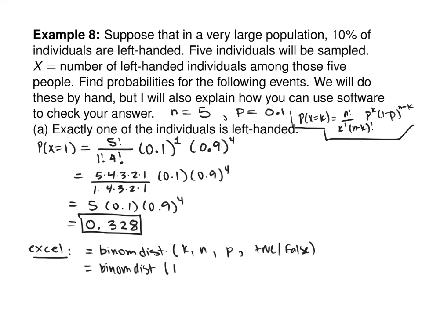Okay, k would be 1, n would be 5, p would be 0.1, and this true, false. So true corresponds to a cumulative distribution function and figures out the chances that something is less than or equal to that. And false does just the probability that x equals that k specifically. So in this case, you would put in false. And you can verify for yourself that this gets you the same answer.